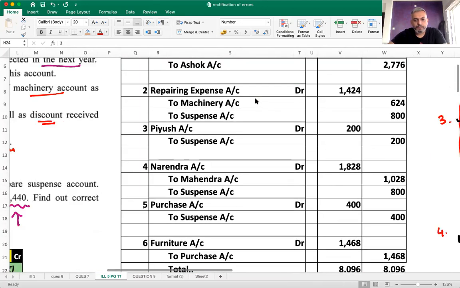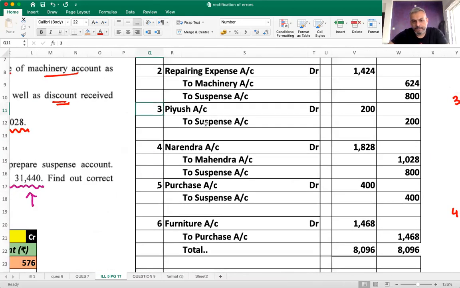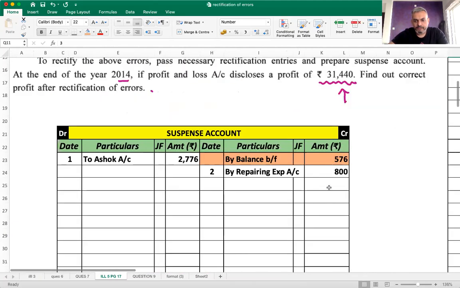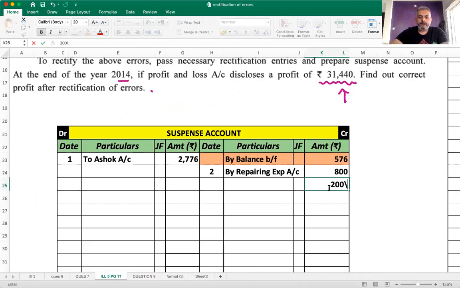Next, Piyush account debit to suspense account 200. So credit side suspense account 200, by Piyush account 200.